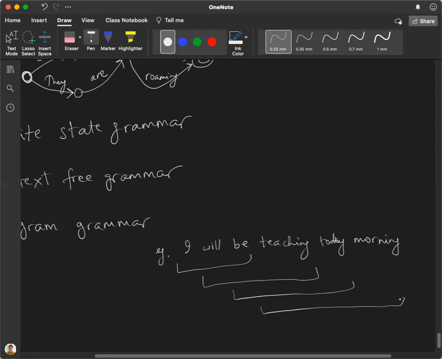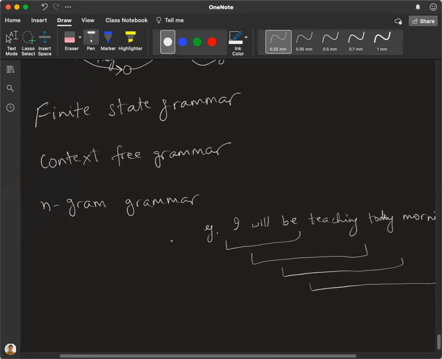For example, if you have 100 words in your lexicon, then here you will have 100 words, here let's say 99 or 100 words, here again of the order of 100 words, so only 10 to the power 6 possibilities are there, whereas in a sentence there are so many possibilities. So you are trying to capture as much variation as possible while minimizing your computations. So this is n-gram based grammar.